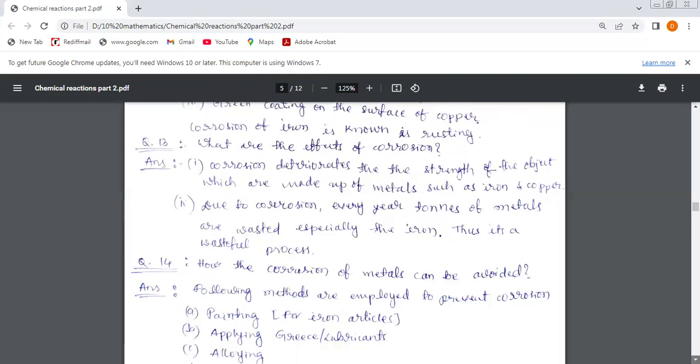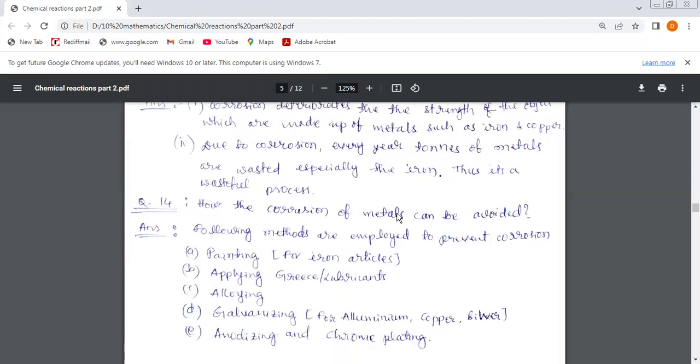The next question is, how can the corrosion of metals be avoided? The following methods are employed to prevent corrosion.